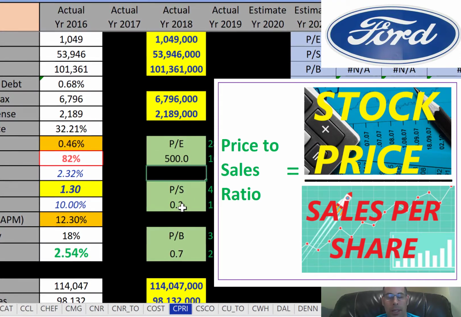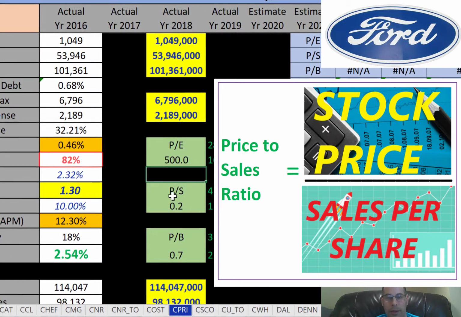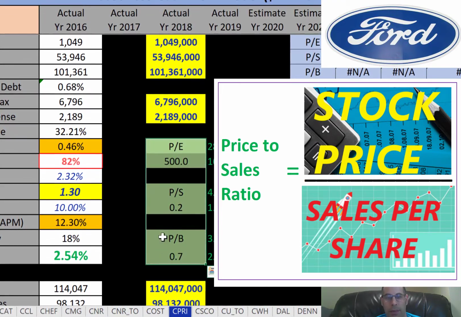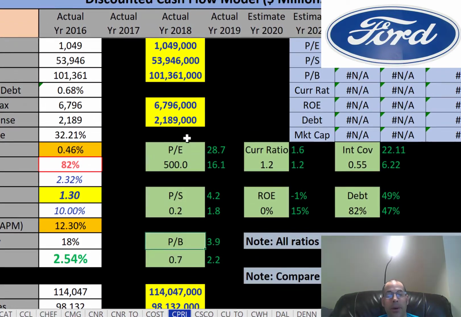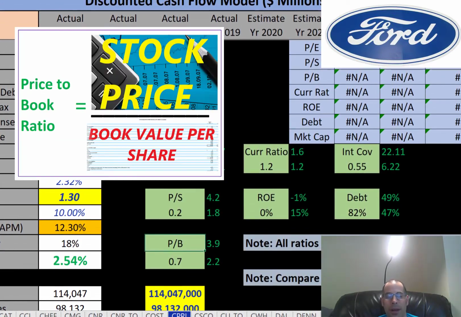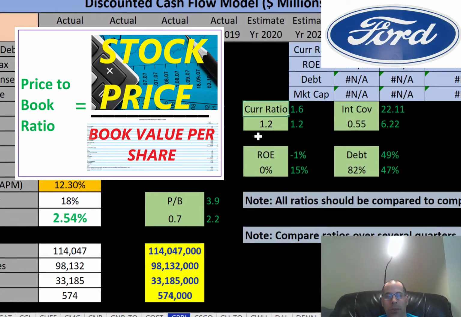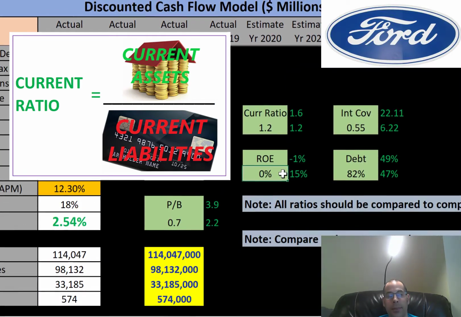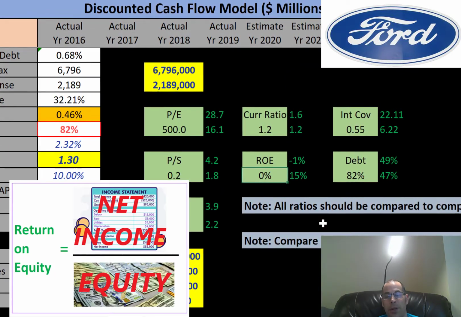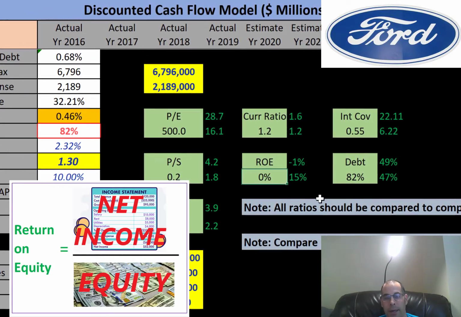The lower this ratio, the better. These 3 ratios, price to earnings, price to sales, price to book, the lower the better. So the price to book is under 1, which indicates a really good value. On the current ratio, they're 1.2, so they can cover their current liabilities. ROE of 0% because they pretty much have no income, because ROE is income over equity.